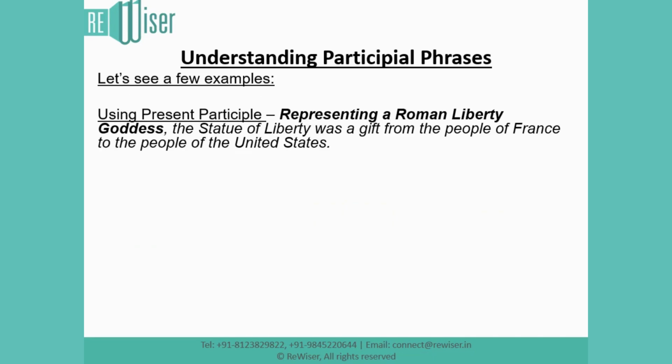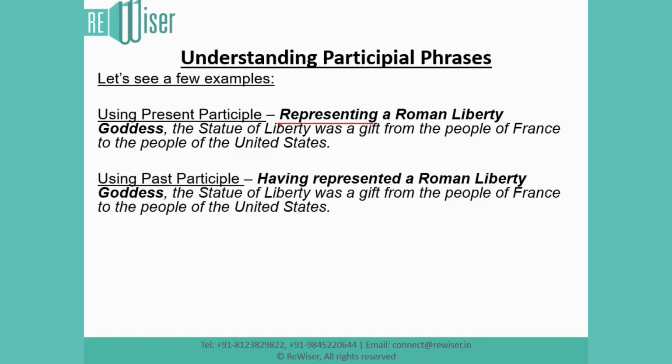Now, using present participle, representing a Roman liberty goddess. Representing is the present participle for represent. The verb is represent. The present participle is representing. Representing a Roman liberty goddess, the Statue of Liberty was a gift from people of France to the people of the United States. So representing a Roman liberty goddess is a participial phrase.